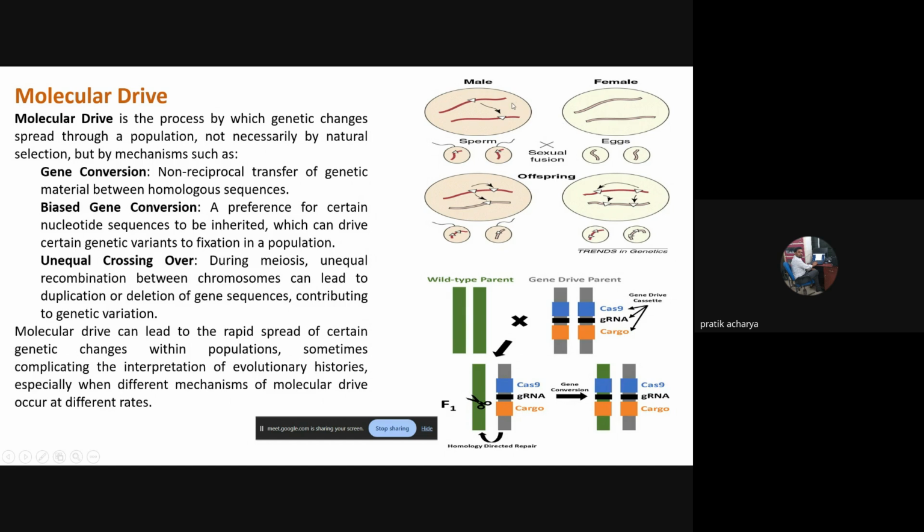When sexual reproduction is there, just look at these two genomes present in different gametes. This is one structure, this is another structure. How does molecular drive, the process by which genetic changes spread through a population, work? If migration is there, remember from the previous class, migration, gene flow, gene migration leads to evolution.